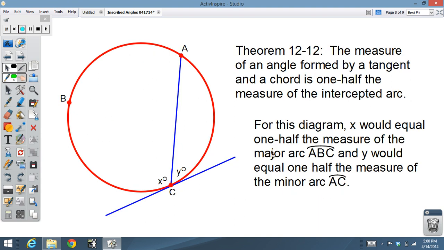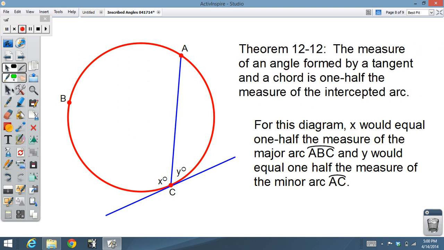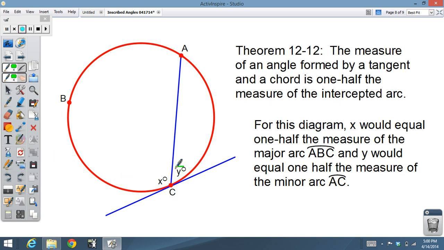Okay, new theorem for us, Theorem 12.12: the measure of an angle formed by a tangent and a chord is, again, 1/2 the measure of the intercepted arc. Therefore, for this diagram, x would have to equal half of the measure of the major arc formed by A, B, and C, and y would have to be half of the measure of the minor arc from A to C. Okay, pretty much just the same thing, but now we are using a tangent line with a chord. Pretty much the same formula though.